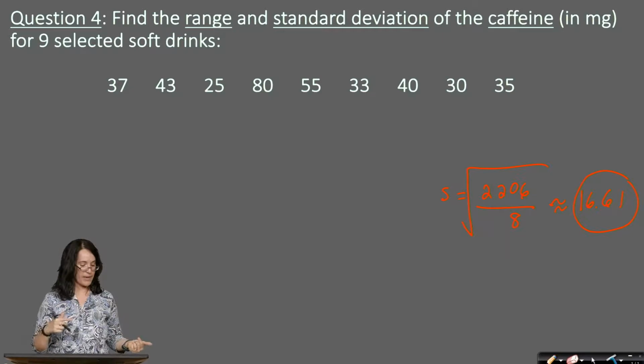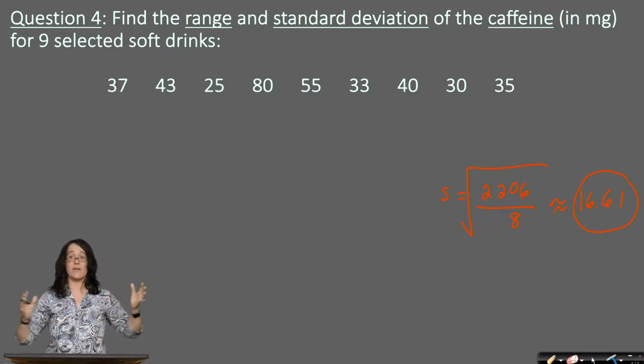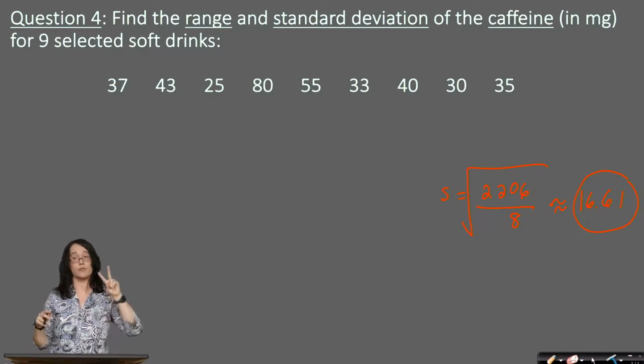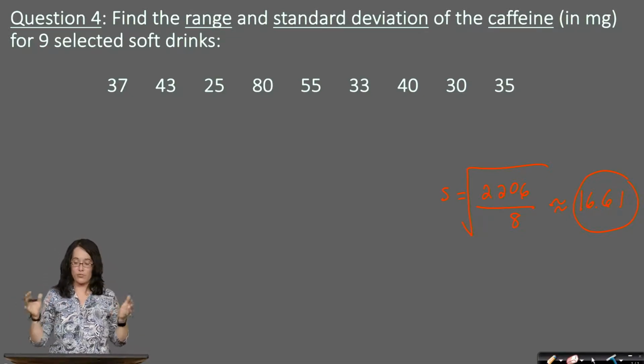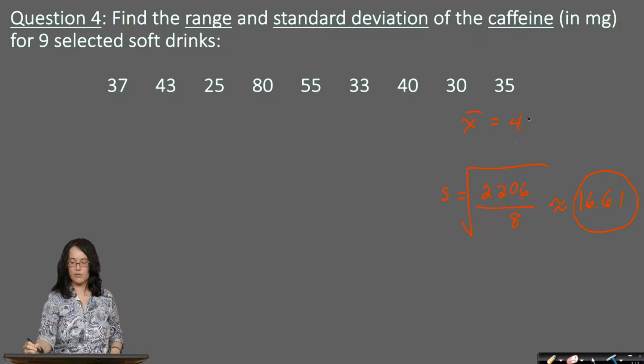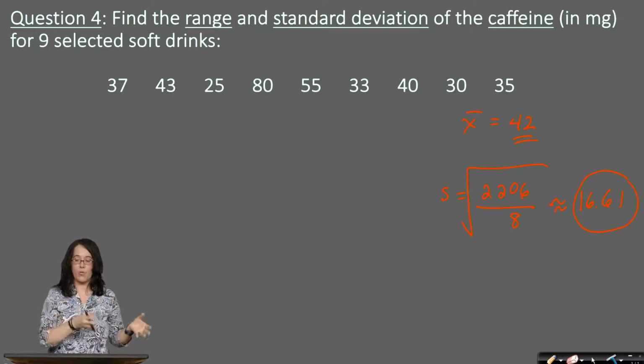Okay? So if you think back to what you had earlier, you have it in your notes, even though it's not on my screen, the range was 55. That was a very big spread. The standard deviation here was 16.61, which we rounded to 2 decimal places, always 2 more than your data. This is telling us that on average, each data value is roughly 17 points away from the mean. Remember what the mean was? We had found it earlier in the problem. The mean was 42.